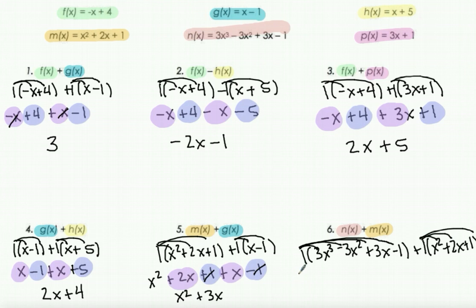So 1 times 3x cubed is 3x cubed. 1 times negative 3x squared is negative 3x squared. 1 times 3x is 3x, and 1 times negative 1 is negative 1. 1 times x squared is x squared. 1 times 2x is 2x, and 1 times 1 is positive 1.